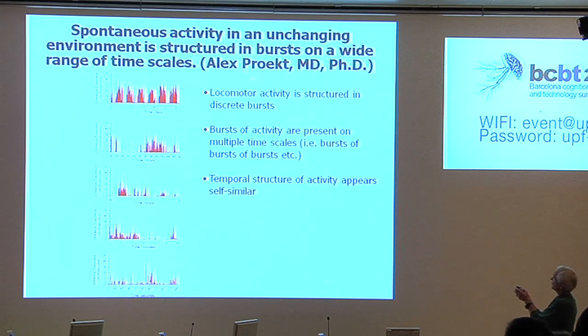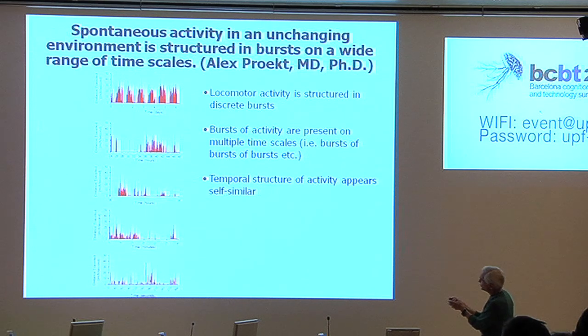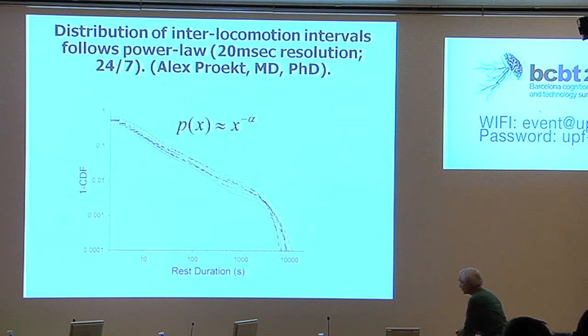What Alex Proekt, this anesthesiologist in my lab, is doing is showing that locomotor activity is structured in discrete bursts, here in days, here in hours, here in a smaller number of hours, here in minutes, and here in seconds. These bursts of activity are present at multiple time scales, with the temporal structure of activity appearing to be self-similar. And here's the point: when you have a straight line on a log-log plot, what you're dealing with is a power law. So there's the exponent of the power law, and this is the equation.